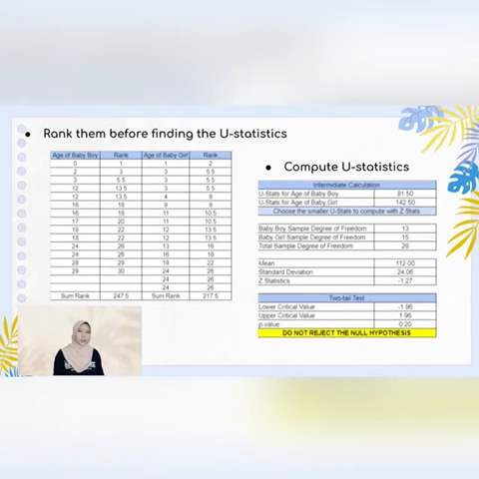Before we compute the U statistics, we have to rank them first so that we have the total rank for baby boy and baby girl. After computing the U statistic, which can be seen here in the table, we have to choose the smaller U statistic to compute the Z statistic. The U statistic that we are going to use is the U statistic for age of baby boy, which is 81.50.